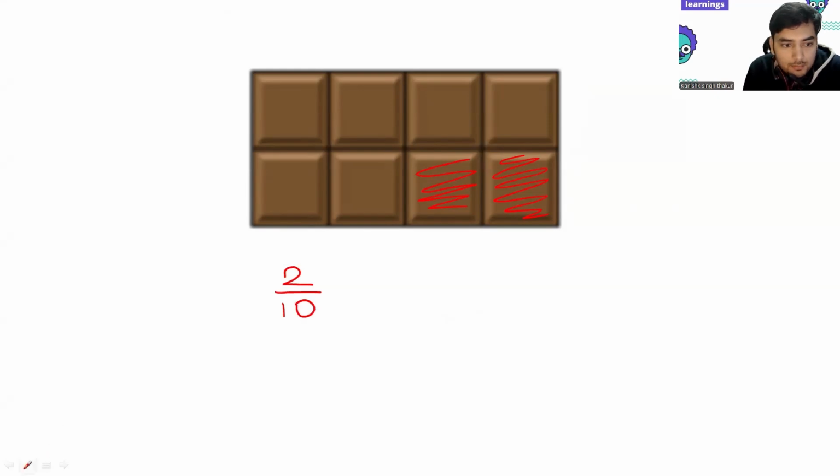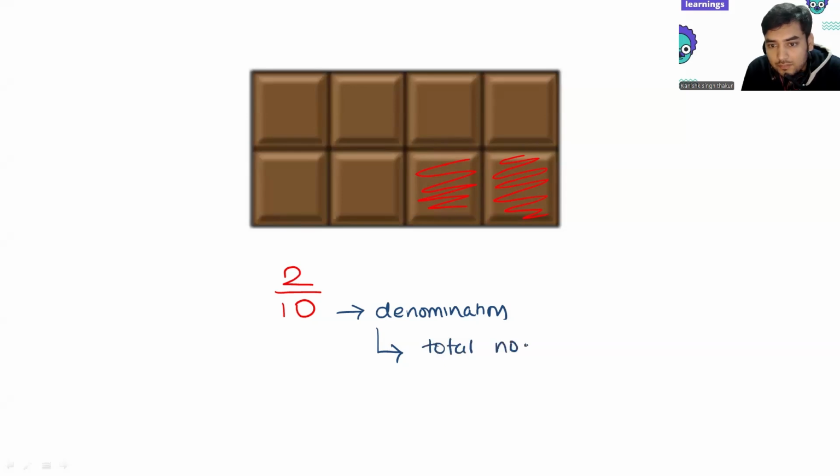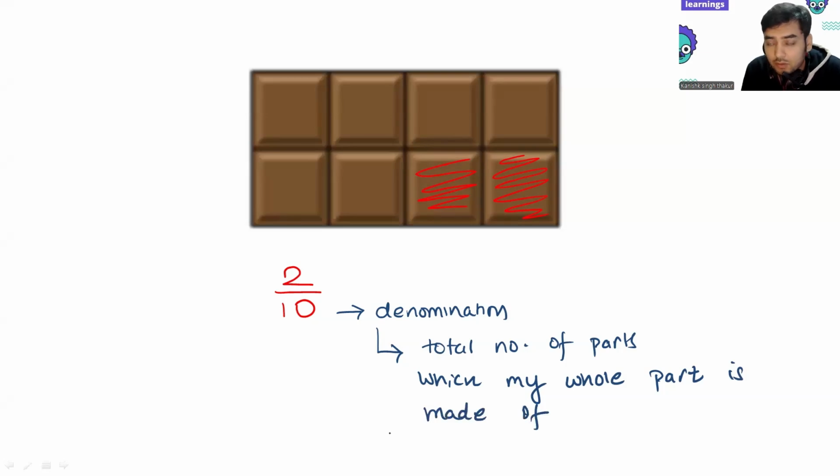Now this lower number is called the denominator. Let me give you a proper definition of denominator. It tells you the total number of parts which my whole is made of. Remember, it's not just the total number of parts. It's the total number of parts which your whole is made of.